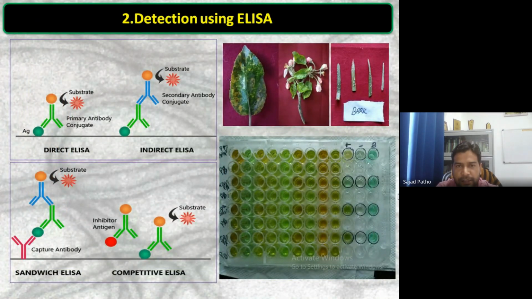Then second is detection using ELISA, that is enzyme linked immunosorbent assay. Through these assays we can detect mostly viruses, or sometimes we can identify bacteria as well, because ELISA is totally based on the protein nature of the virus or any bacteria. For example, if we take any protein from the bacteria and develop the antibody against that protein, we can identify that bacteria through ELISA as well. But mostly ELISA is used for viral detection.